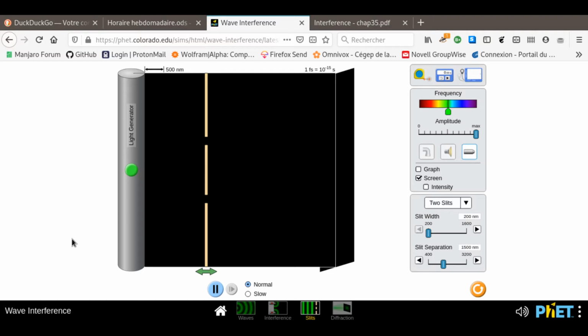In general, what we intuitively think would happen is, if this is a light generator that emits light towards the right, we would expect the light to pass through each of the slits and produce one bright spot here, one other here, for each of the two slits, and the other parts would be dark. Let us take a look at it.